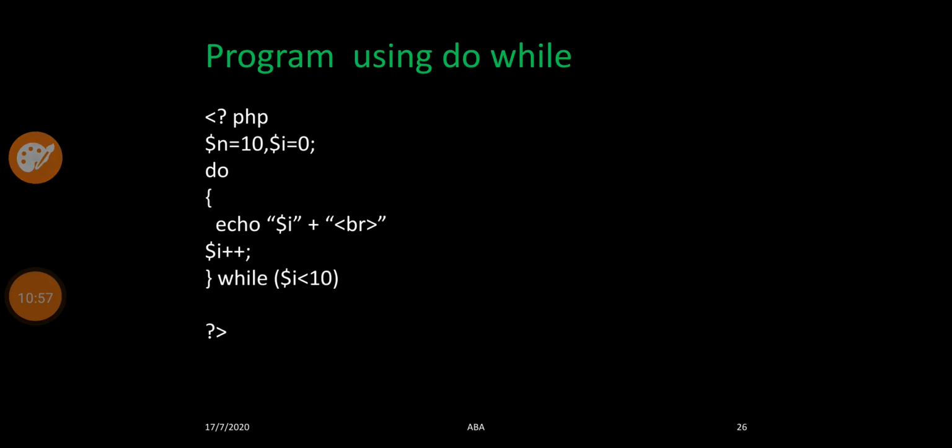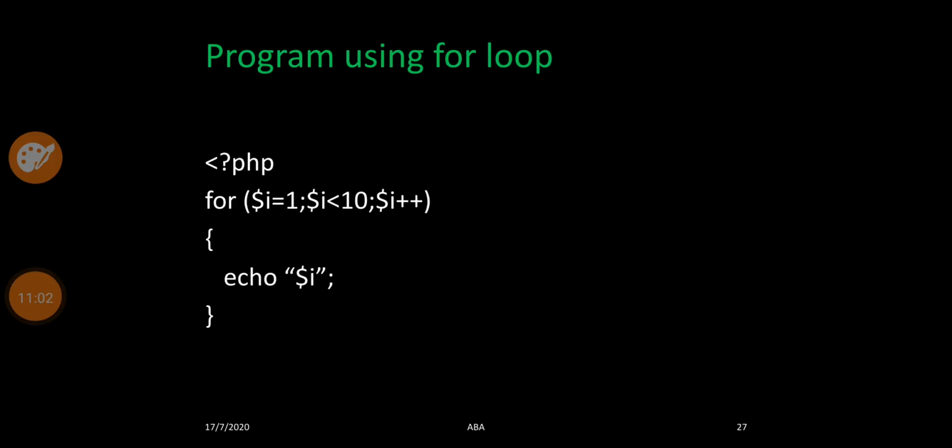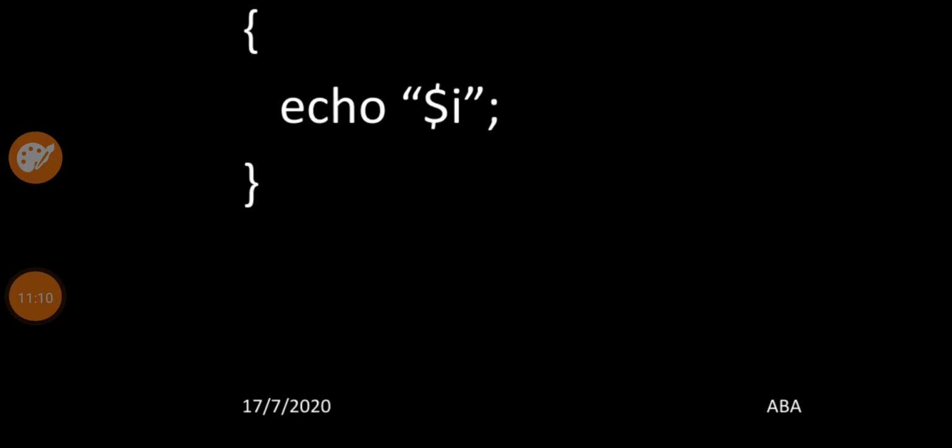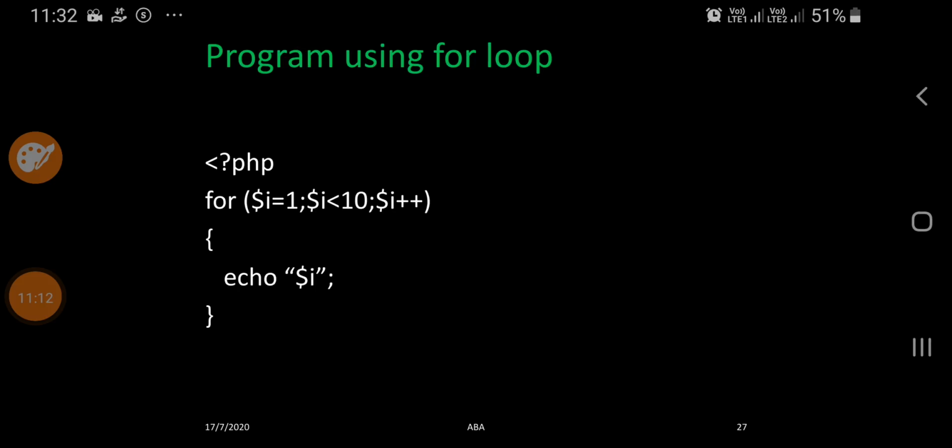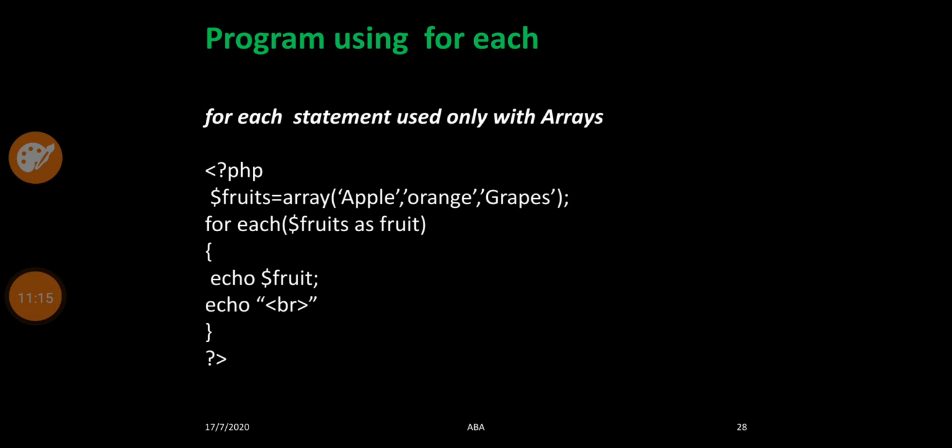Then program using do while loop, similar to your C++. Program using for loop, similar to your C++. The same initialization, condition, and then increment or decrement. Okay.